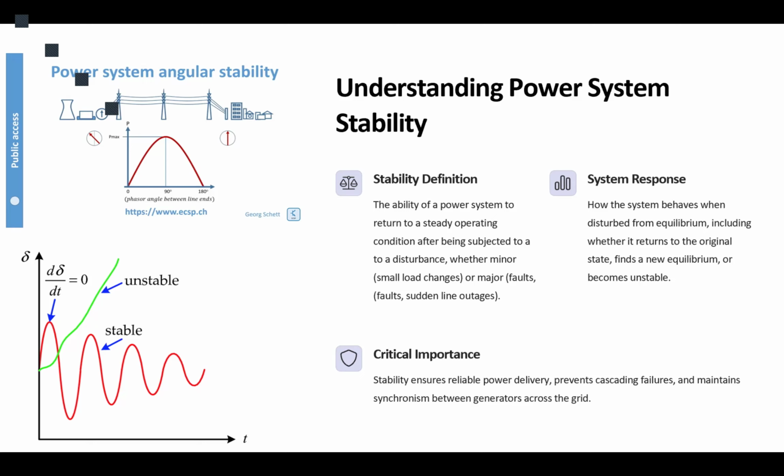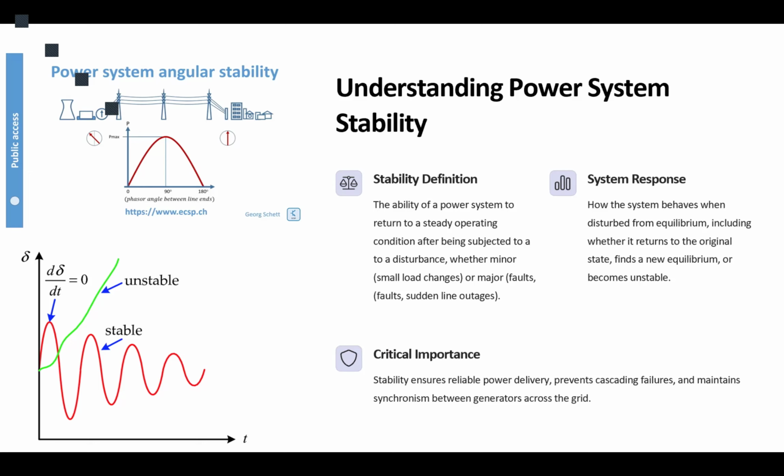Does that make sense? Now, in power systems, we said that we also have a very critical condition, and it was the frequency, the 60 hertz or 50 hertz frequency that we have. We already talked about how important it is in our system.